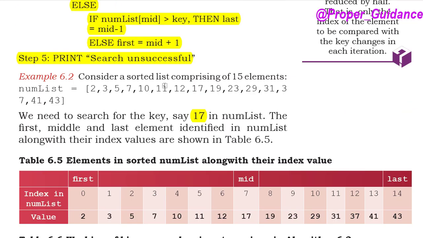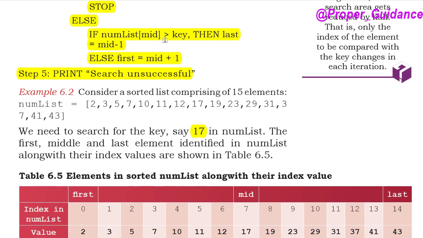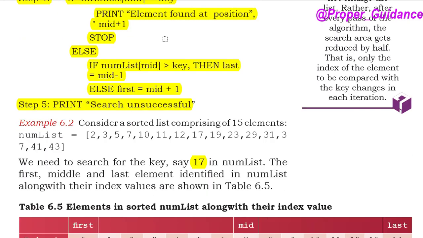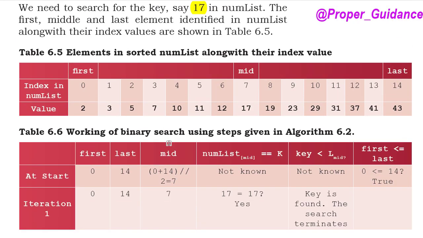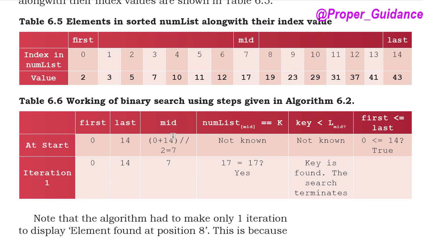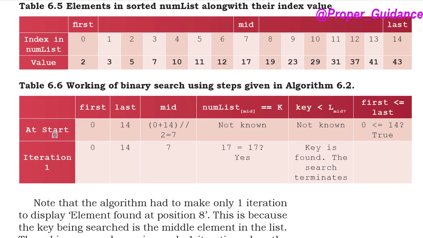Now see the working of binary search using the steps given in the algorithm. Please go through the algorithm written here, try to write it down in a copy, and then check it against the diagram here. It will be helpful for you. Now see, first at start 0, last 14, mid is (0 plus 14) by integer division 2, that is 7.